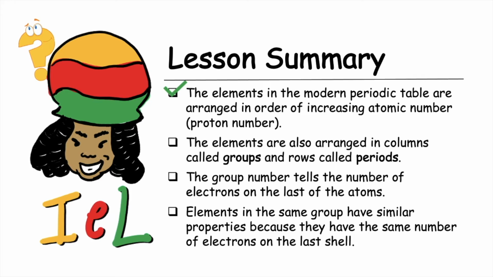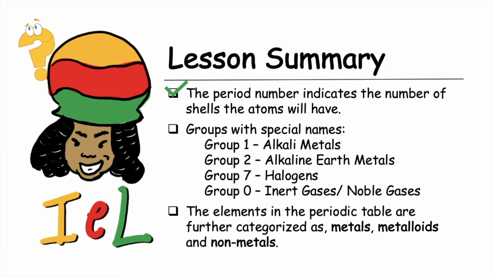The elements of the modern periodic table are arranged in order of increasing atomic number, that is, the proton number. The elements are also arranged in columns called groups and rows called periods. The group number tells the number of electrons on the last shell of the atoms. The elements in the same group have similar properties because they have the same number of electrons on the last shell. The period number indicates the number of shells the atom has.